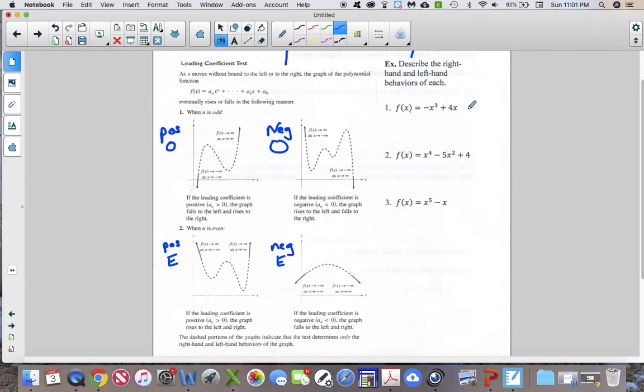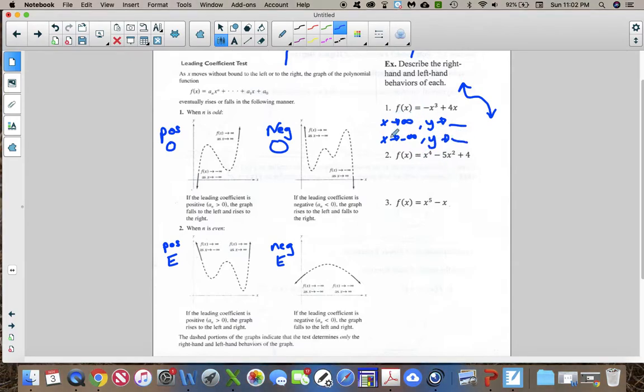So describe the right hand and left hand behaviors of each. We're looking at the parent function x to the third power, and he's negative. So what's going to happen to my graph is, he might be bumpy or whatever, but in general, he's going to do this direction, right? This is kind of, in general, what he's going to look like, okay? So we're going to talk about our end behavior, left and right hand behavior, and we always start out by saying, as x approaches infinity, y approaches something, and then as x approaches negative infinity, y is approaching something. So each one of those is going to be set up exactly like this, okay?